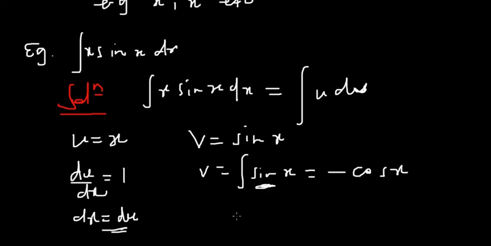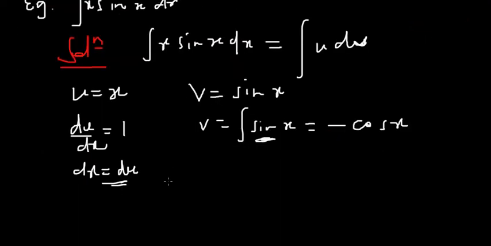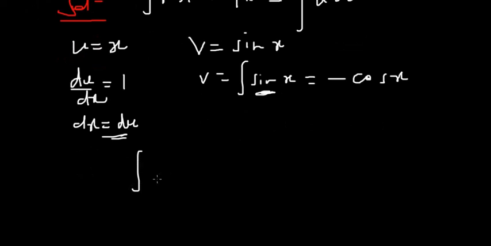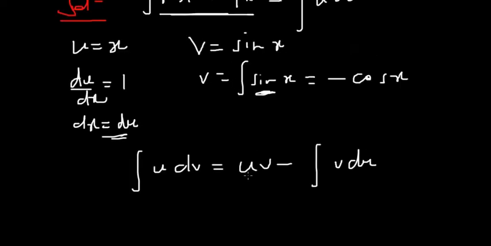Right, now let's use the main formula again. We are just implementing this formula. The main formula is the integral of u dv equals uv minus the integral of v du. We already know that our u dv is this expression. Now let's insert our u and v. u is x over here, and then v is minus cos x.